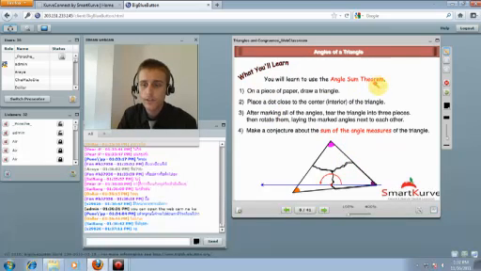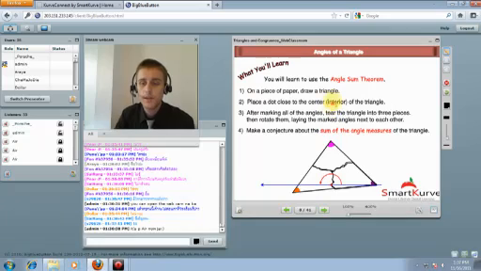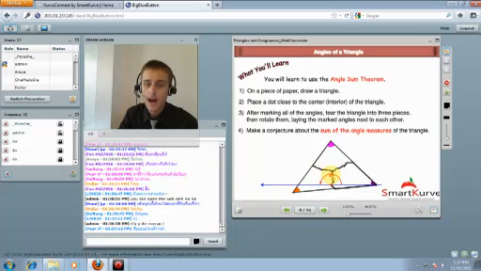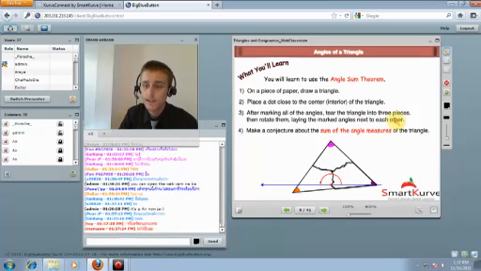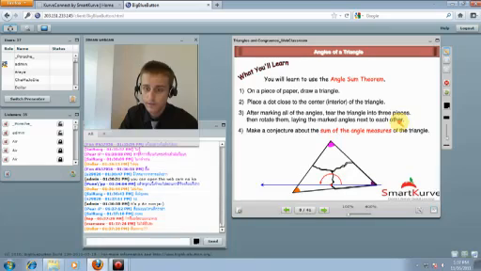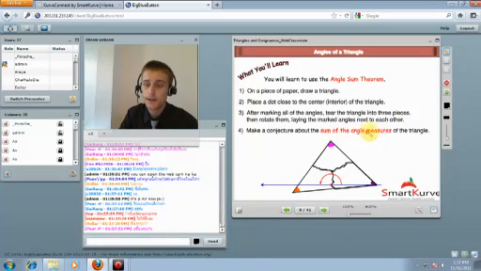Okay, the angle sum theorem. On a piece of paper, draw a triangle. Place a dot close to the center or interior of a triangle. After marking all of the angles, just like I did on the last triangle, tear the triangle into 3 pieces. Then rotate them, laying the marked angles next to each other. Make a conjecture about the sum of the angle measures of the triangle.